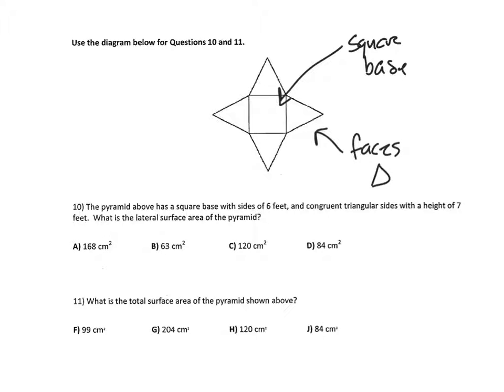So it says the pyramid above has a square base, like we decided, with sides of 6 feet. Since it's a square, that means all sides will be 6. And congruent, or the same triangular sides, with a height of 7 feet. What's the lateral surface area of the pyramid? So lateral, just the faces. So in this case, this pyramid, just those triangles.